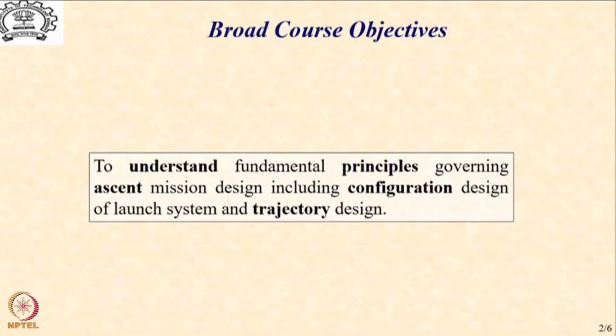Hello. In this lecture, we will briefly look at the plan for the course that we intend to follow. So, broadly, the objectives of this course are to understand fundamental principles governing ascent mission design, including configuration design of launch system and the trajectory design.